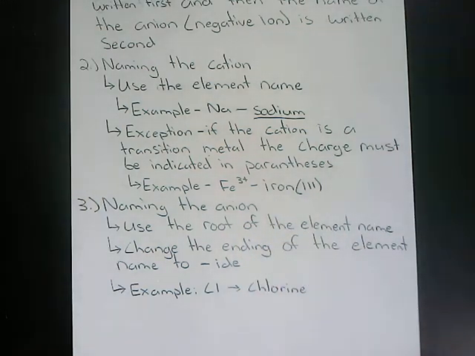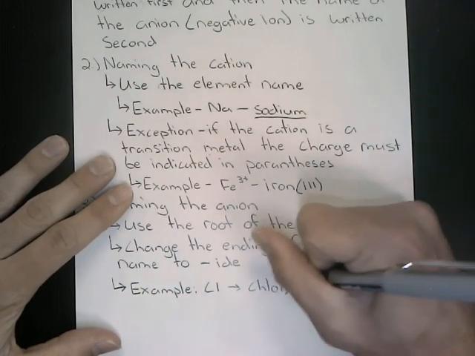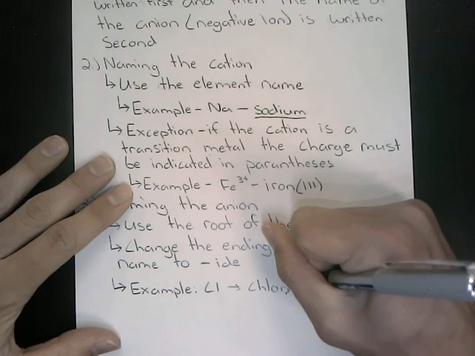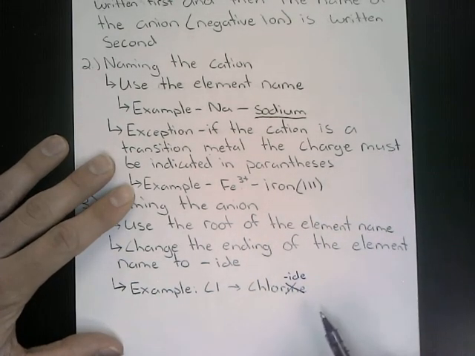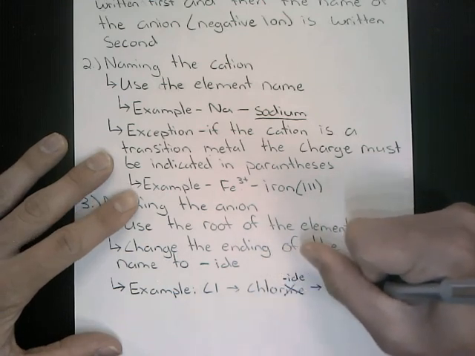Now, we need to chop off the ending so that we can put on the IDE ending. It's different for each and every element, but typically the last few letters, sometimes the last 3 letters, we chop off and we tack on IDE. So when we rewrite this particular name of this anion, it becomes chloride.